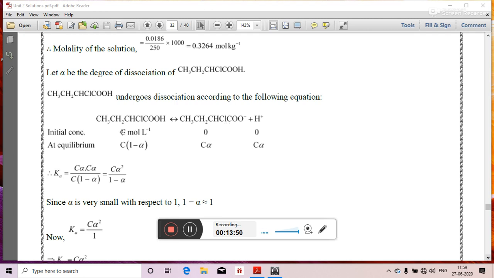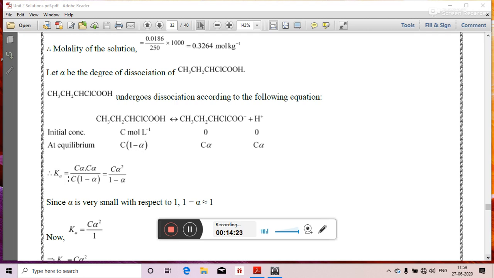Now the initial concentration before dissolution of the solute is C mole per liter, suppose. Initially no ions are formed, so the concentration of ions is 0. At equilibrium, out of the total C, alpha C is used up, so taking C common, it is C into 1 minus alpha. The amount of ions formed will be alpha C, alpha C.